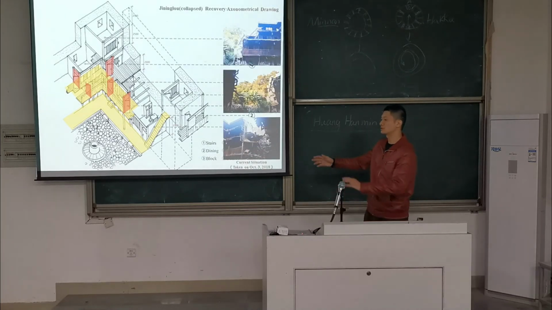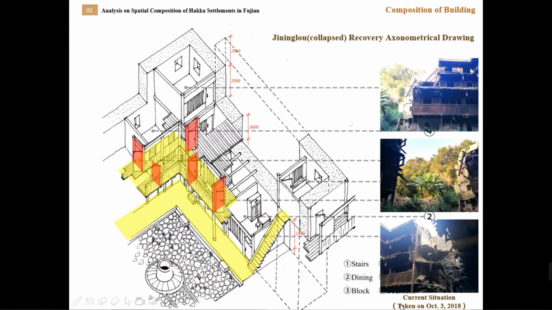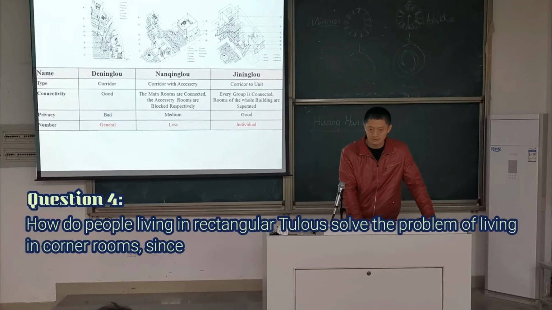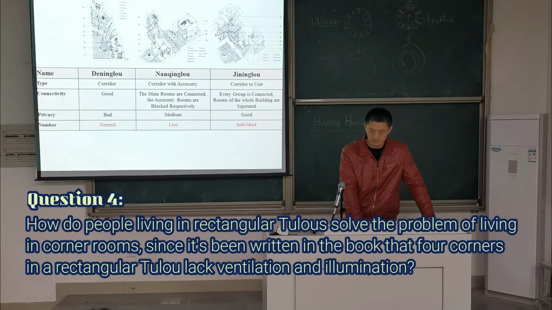Okay, this is a very important part. Although I have found a kind of transition between those two parts, this is what it looks like right now. So the Tulou is completely demolished like that. So it's very urgent for us to save the area, right? Okay, those are the comparison among those three things now. So how did they solve the problem of the angular room?